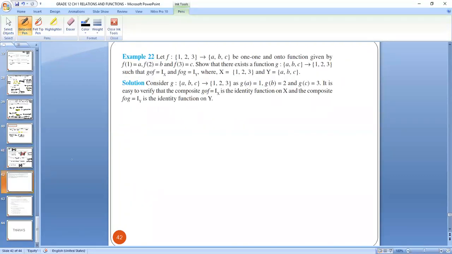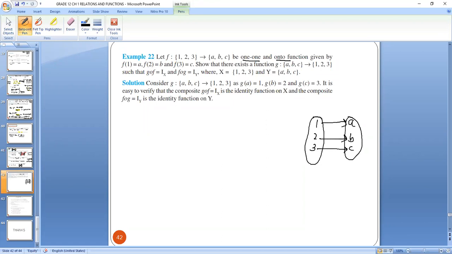Then the next question says, f is a mapping from {1, 2, 3} to {a, b, c}. It is a 1-1 and onto function given by f(1) = a. 1 2 3 and a b c. f(1) is connected to a, f(2) is connected to b, f(3) is connected to c.